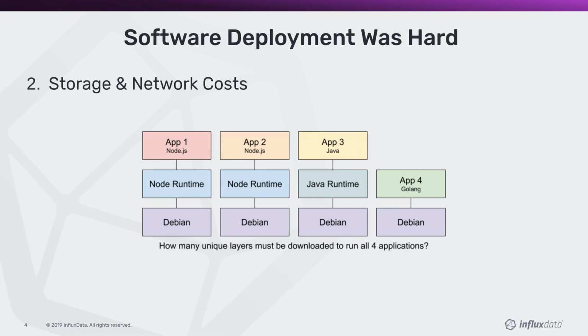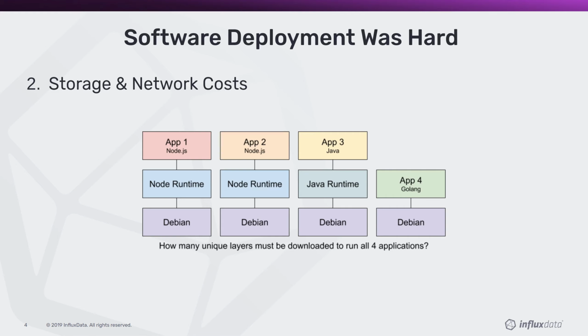Okay, issue number 2, why software deployment was hard in this world we describe, in a pre-Docker world. If we assume that we've taken the lessons of the previous slide and we want to distribute our applications with all of our dependencies encapsulated, then we have a kind of waste of space problem, an inefficient use of storage and bandwidth.